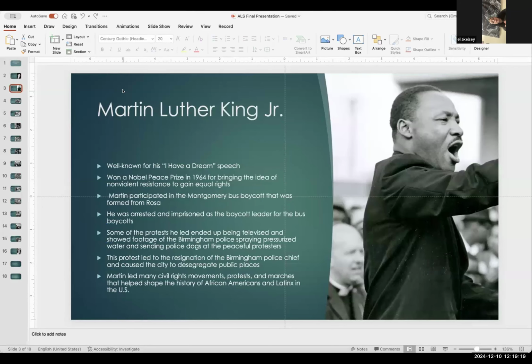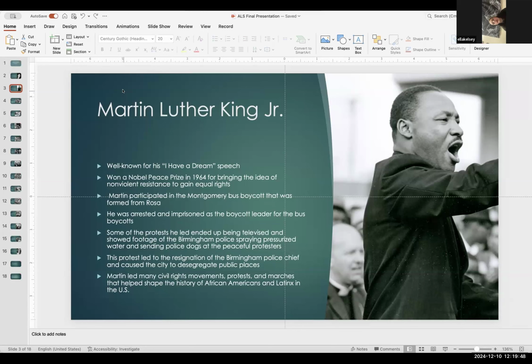Next one, also a well-known one, was Martin Luther King Jr. He's most known for his I Have a Dream speech. He won a Nobel Peace Prize in 1964 for bringing the idea of nonviolent resistance to gain equal rights. Martin participated in the Montgomery bus boycott that was formed by Rosa. He was arrested and imprisoned as the boycott leader for the bus boycotts.